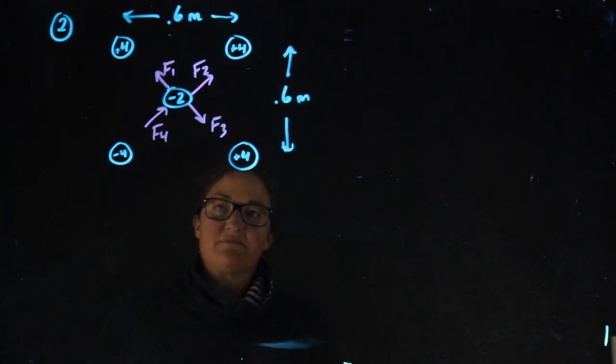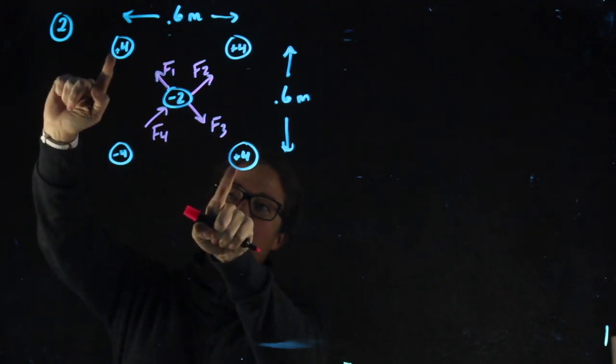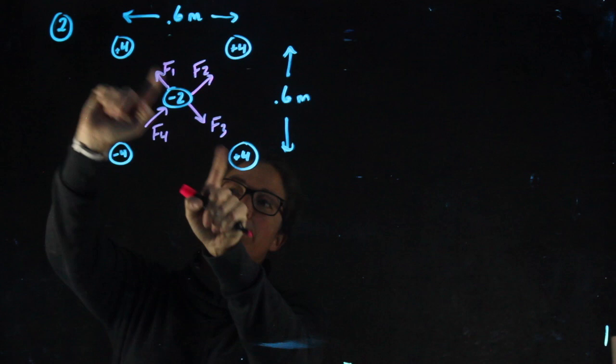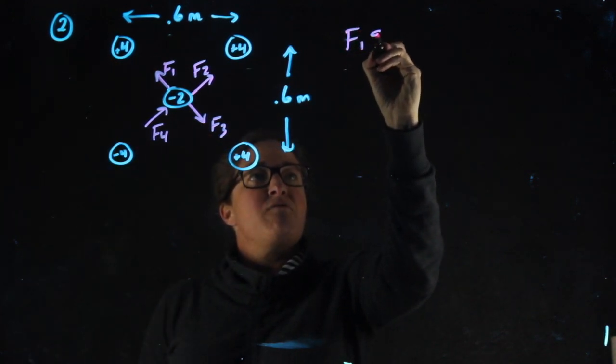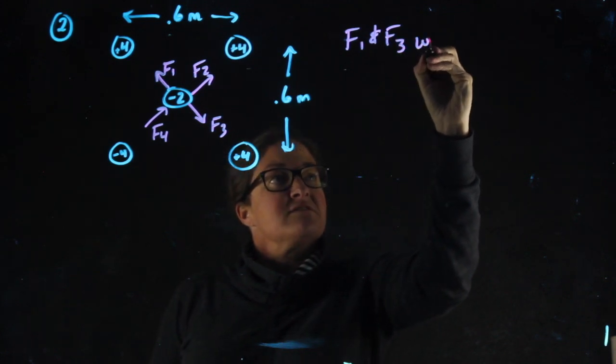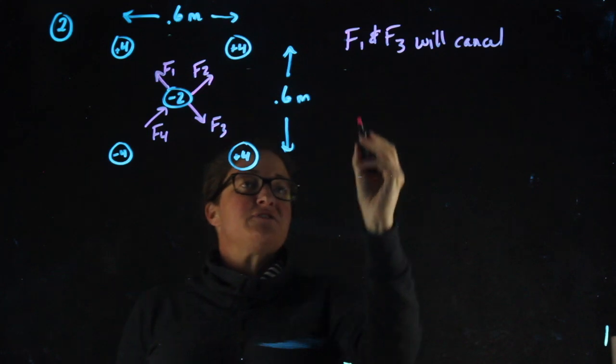Some things that'll simplify this problem. F1 and F3 are going to be the same magnitude because my charges are the same and my distance is the same. And they're in perfectly opposite directions. So F1 and F3 will cancel, leaving me F2 and F4.